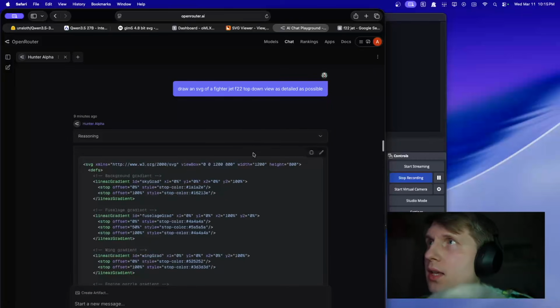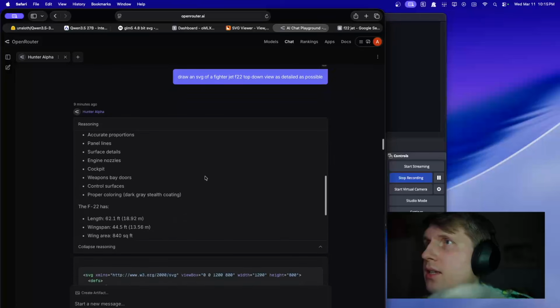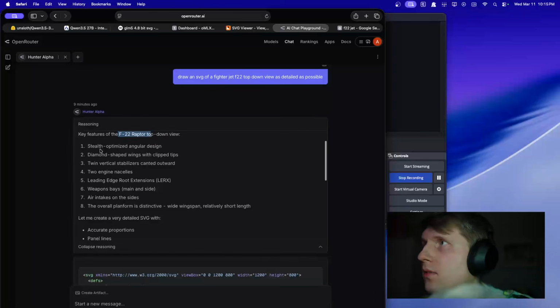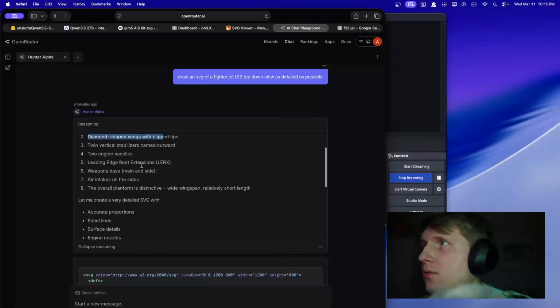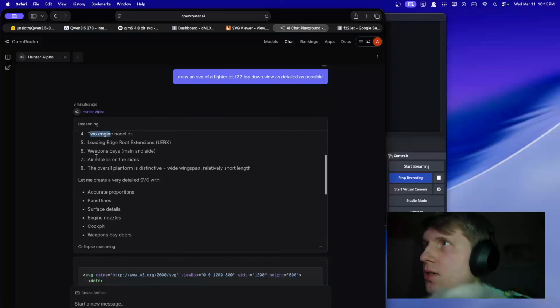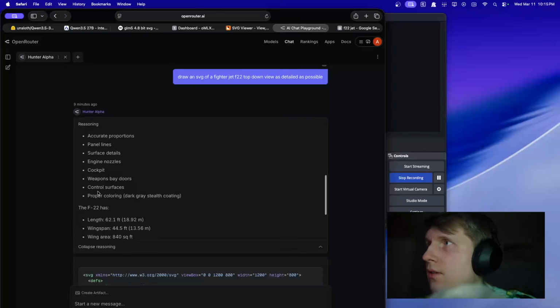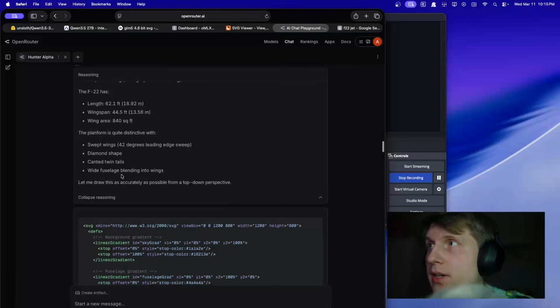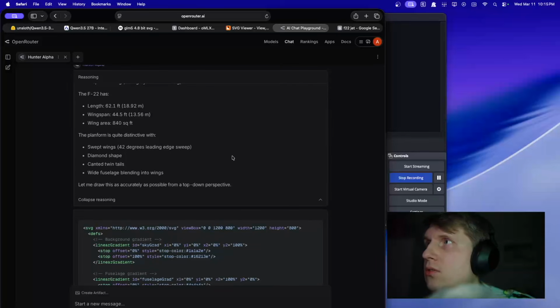So let's take a look at the chain of thought here. This is the fighter jet, and I specifically asked for F-22. So let's look at the thought process. It knows that it's a Raptor, which is correct. It has diamond-shaped wings, which is correct. And it has twin vertical stabilizers, 2 engines, air intakes on the sides. Okay, it has a cockpit. Oh, it has a length and wing area. That's interesting. I have no idea if that is accurate or not. 42-degree leading edge sweep. Okay, that might be accurate.